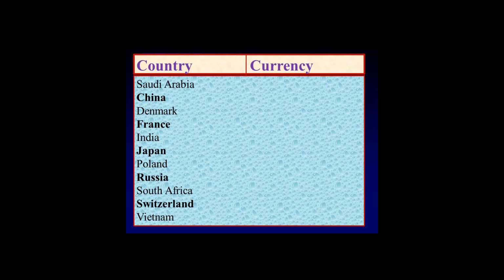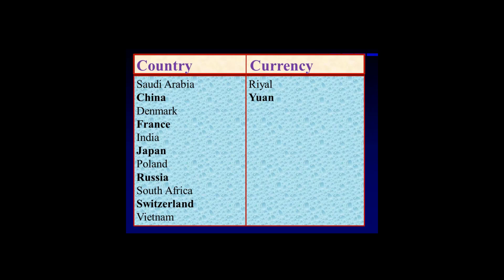What is the currency of Saudi Arabia? Of course, all of you know the currency of Saudi Arabia. The currency of Saudi Arabia is the riyal. China. What's the currency of China? The currency of China is yuan. What's the currency in Denmark? Krona. What's the currency of France? The currency of France is euro.